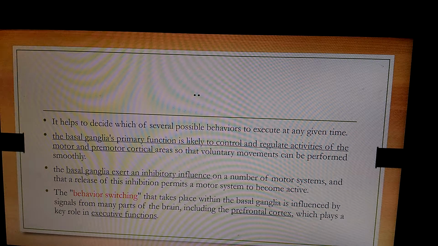The behavior switching that takes place within the basal ganglia is influenced by signals from many parts of the brain, including the prefrontal cortex, which plays a key role in executive functions.